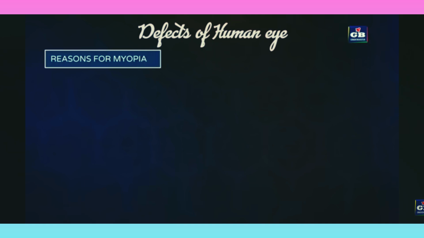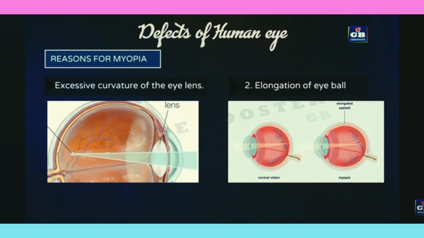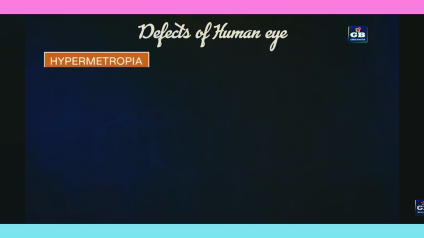Reasons for myopia. There are two reasons for myopia. 1. Excessive curvature of the eye lens. 2. Elongation of eyeball.